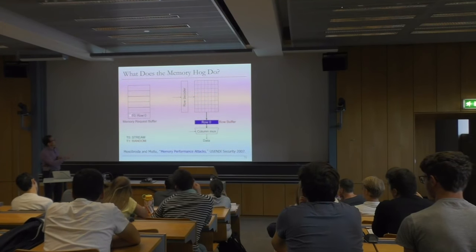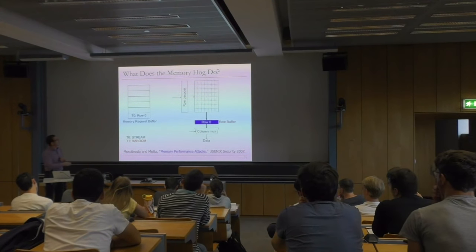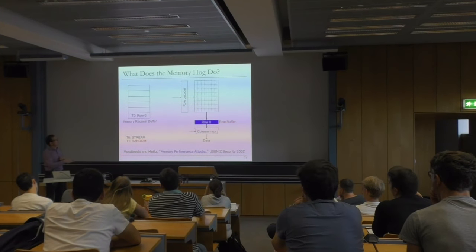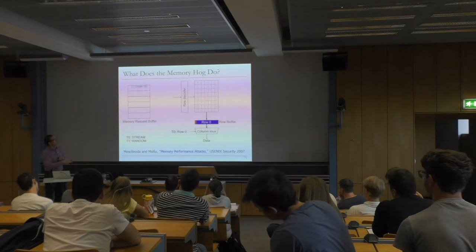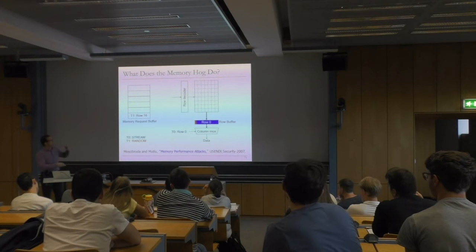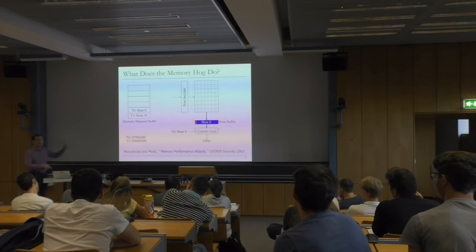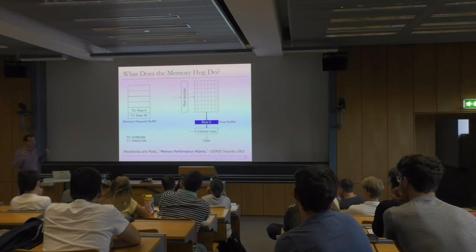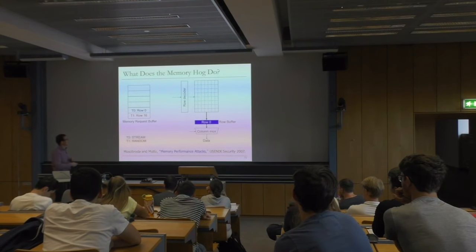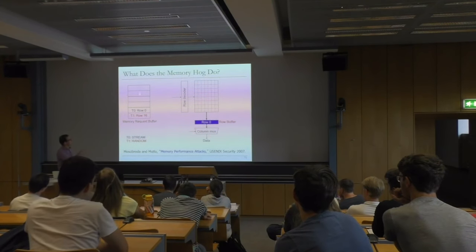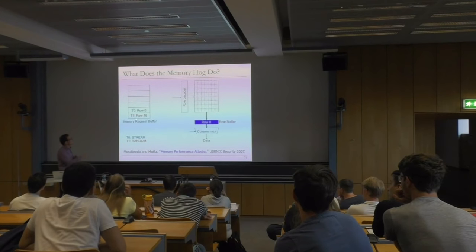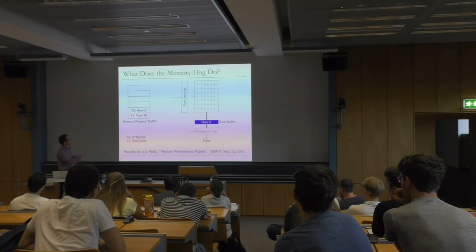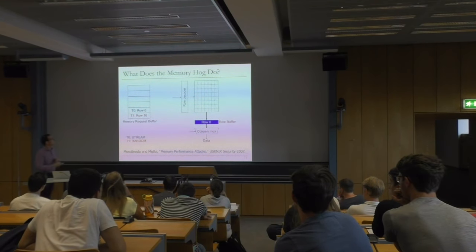So let's say row 0 is open initially, and the streaming application accesses row 0. It's a row buffer hit. And then the random access application generates requests. The streaming application also generates requests at the same rate, let's say. The expectation, assuming everything is regular, is that you have requests from both applications, and the request from the streaming application goes to row 0, while the request from the random access application goes to random rows.